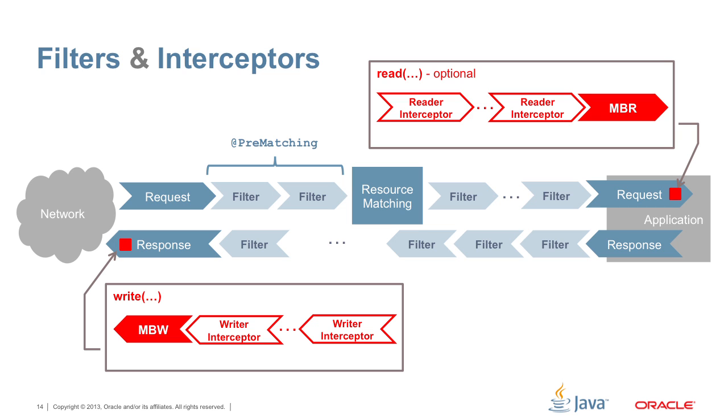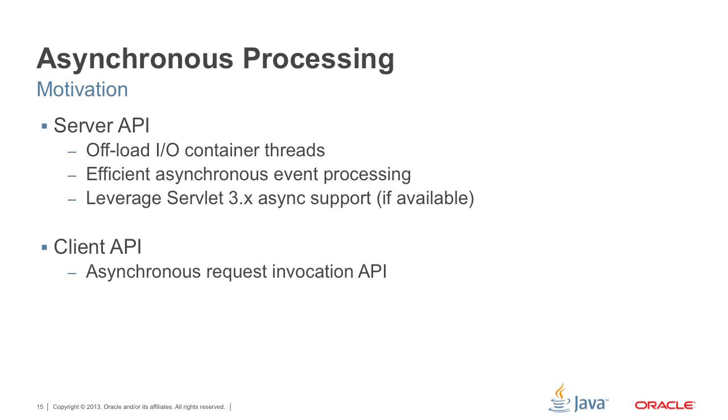And sometimes we want to alter the outcome of that resource matching process, and we can do that by using a pre-matching filter. The rest of the processing is just like we described for the client. We have filters that process the request after resource matching, and then we have message body readers, interceptors, and all the same thing. So the next topic I want to talk about today is asynchronous processing.